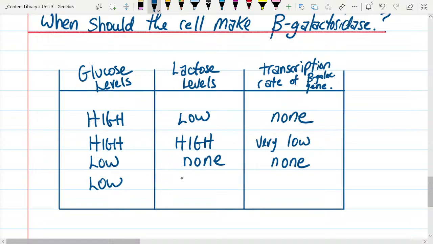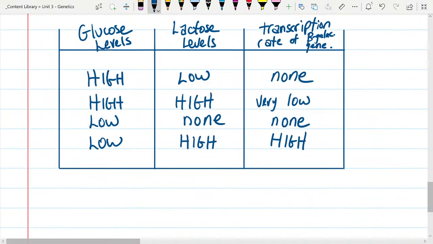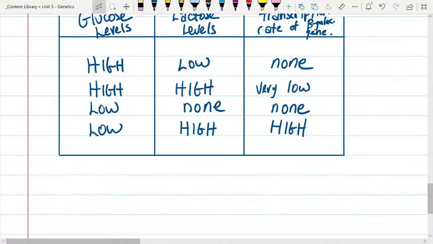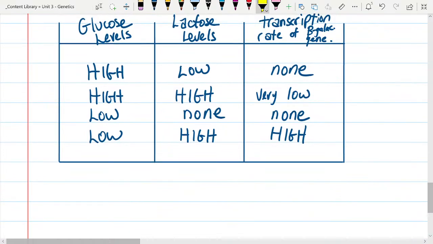glucose and high levels of lactose. In that case, we want to make a lot of beta-galactosidase so that we can use the lactose as an energy source. Does that make sense? If you were sitting down and designing this system, this is how you would sit down and design it.